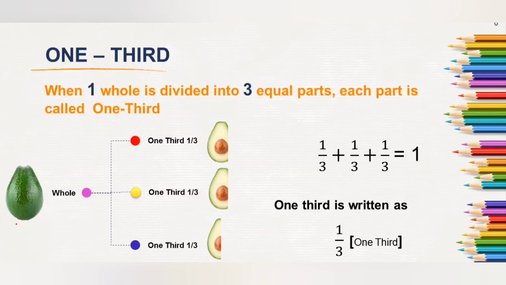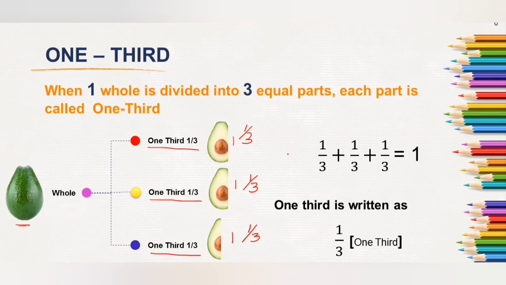When one whole is cut into 3 equal parts, each part is called 1/3. 1/3 means this is 1 part of 3 parts. So each part is 1 by 3, 1 part out of 3 parts. So when a whole is divided into 3 parts, each part is called 1/3.